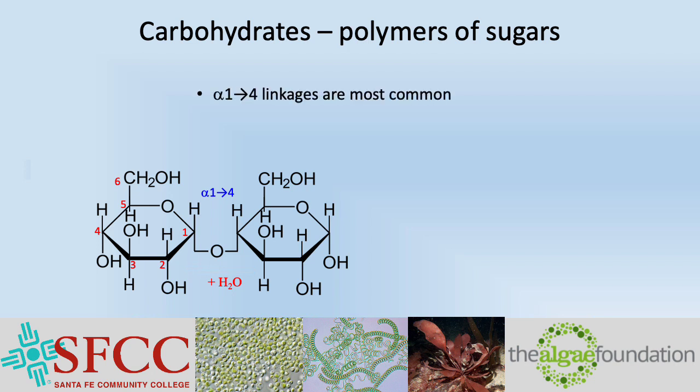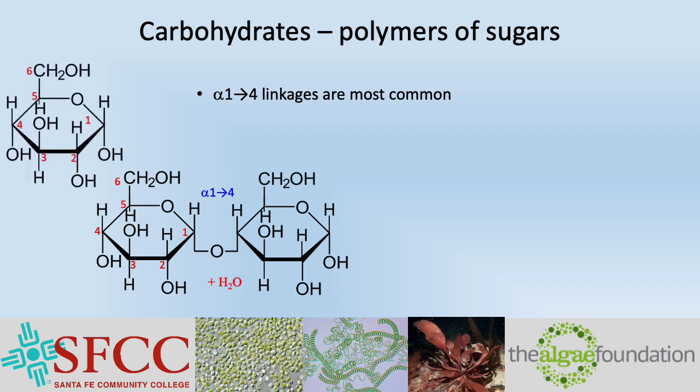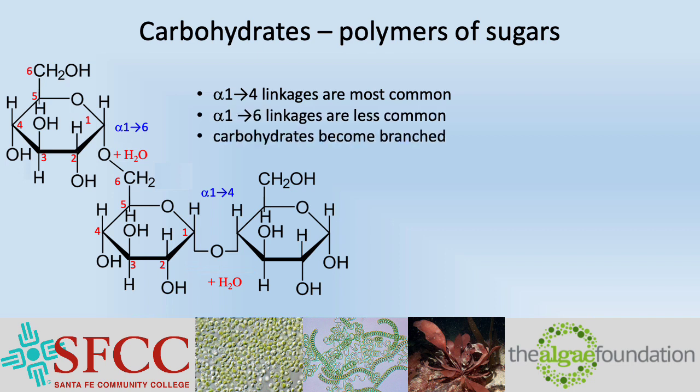This is one of the most common linkages in carbohydrates. Another alpha glucose above the first one will orient the oxygen of carbon number 1 of the sugar above the oxygen of carbon number 6 of the one below. A condensation reaction creates what's called an alpha-1,6 linkage. Alpha-1,6 linkages are less common, but are necessary to put branches into the carbohydrate molecules.